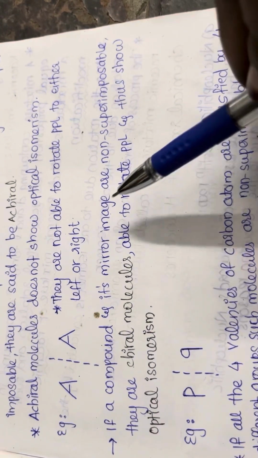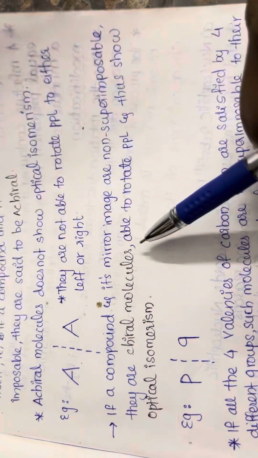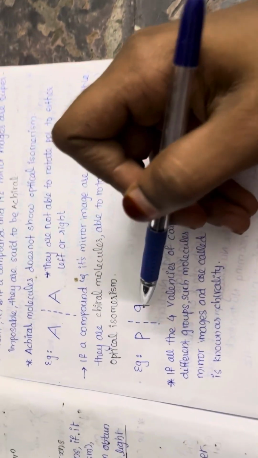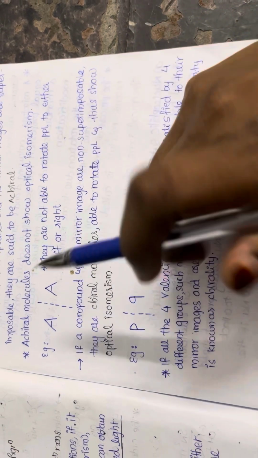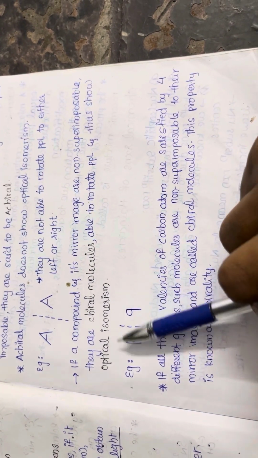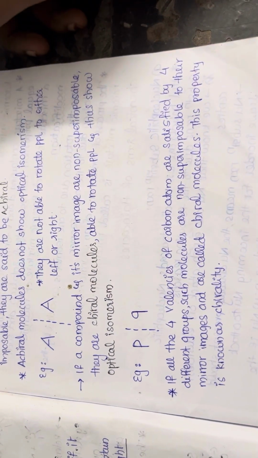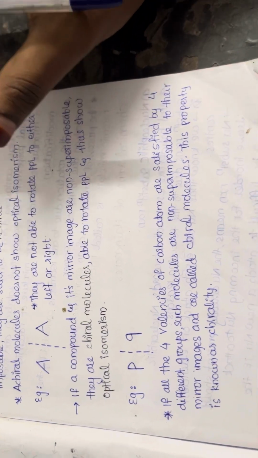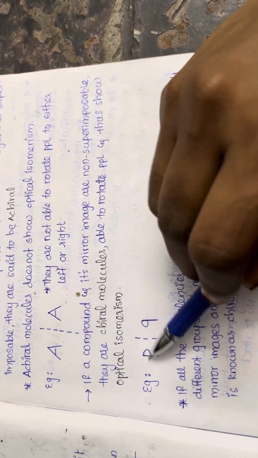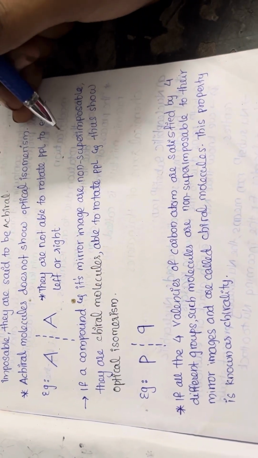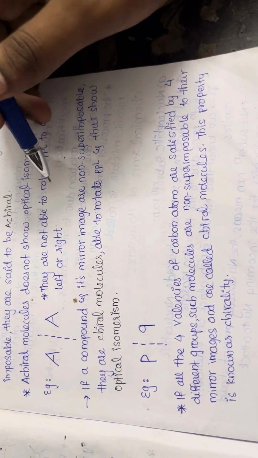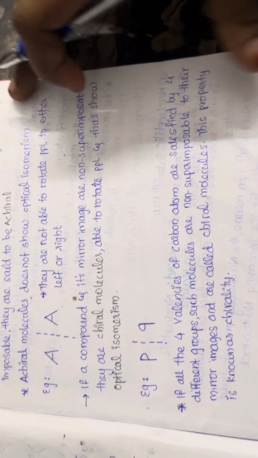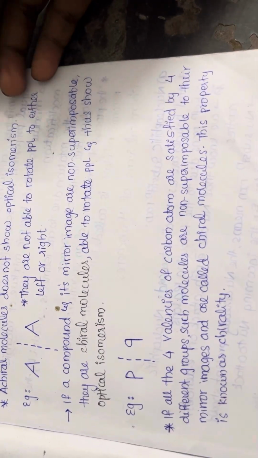Now if a compound and its mirror image are non-superimposable, like the alphabet P, if you place it in front of a mirror, the mirror image will look different. If you try to place this P on its image, will they be the same? No, they will be non-superimposable. We can't place both of them as the same. If they are non-superimposable, they are called chiral molecules and they will show optical isomerism. They will rotate plane polarized light, either to left or to right.